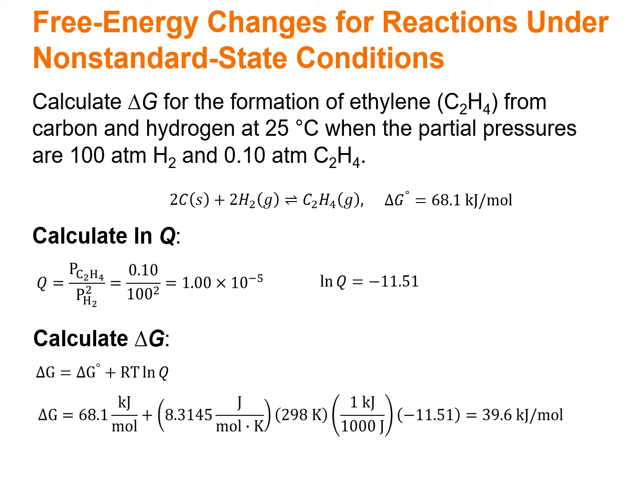And if we look at what ln of Q is for that value, we get a negative 11.51. If we then calculate delta G for this reaction, delta G is going to be that delta G naught value of 68.1 kilojoules per mole plus the 8.3145 joules per mole Kelvin for R. Temperature is 298 Kelvin, and the ln of Q is a negative 11.51. I also incorporated a 1 kilojoule over 1,000 joules in there just because we have to make sure our units work out. And so we end up with 39.6 kilojoules per mole. This reaction is not spontaneous under the specified conditions that we have because delta G is positive.